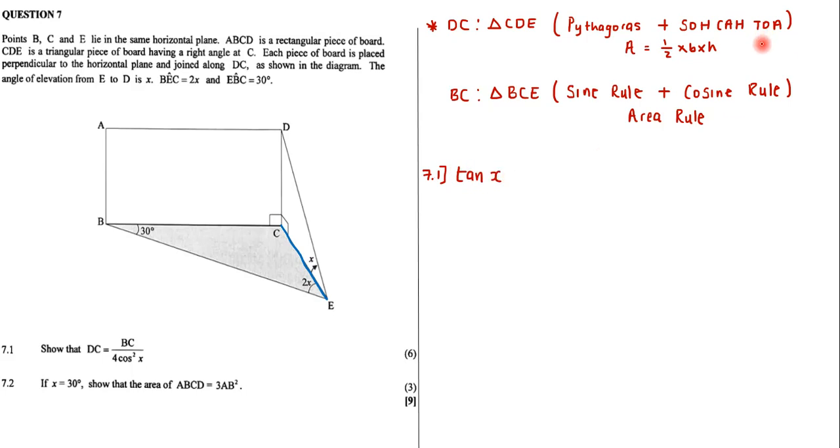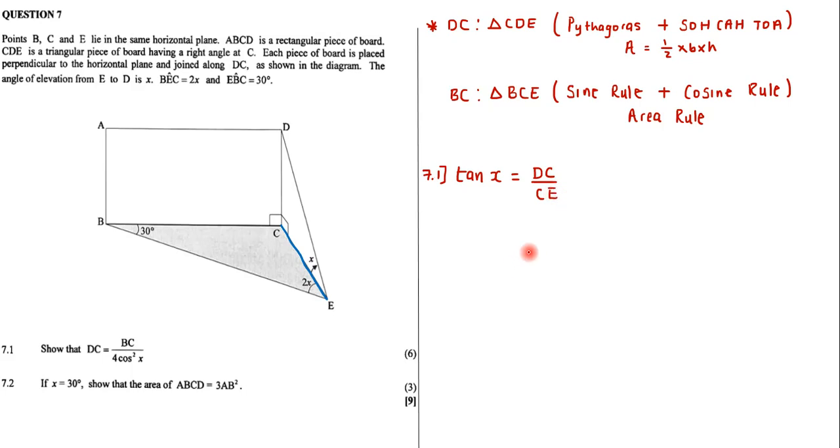Why? Because tan is opposite over adjacent. So tan of an angle x is going to be equal to opposite DC over adjacent, which is CE, right? So you see with this one, I use that one because it's a right angle triangle. Okay, so let me just fix my E here.